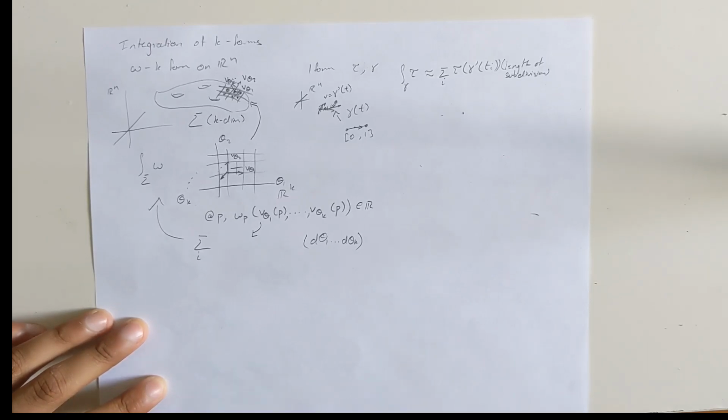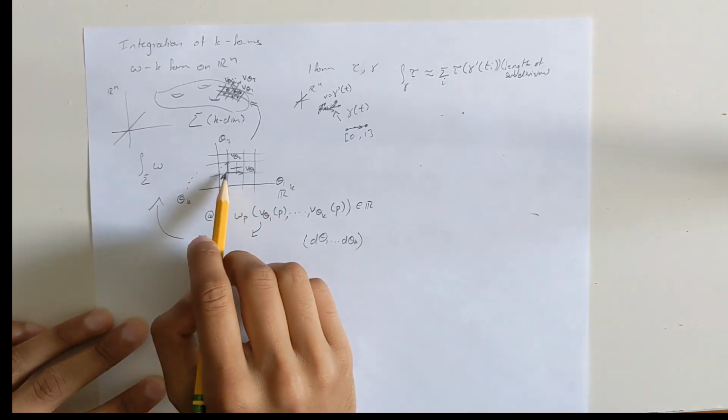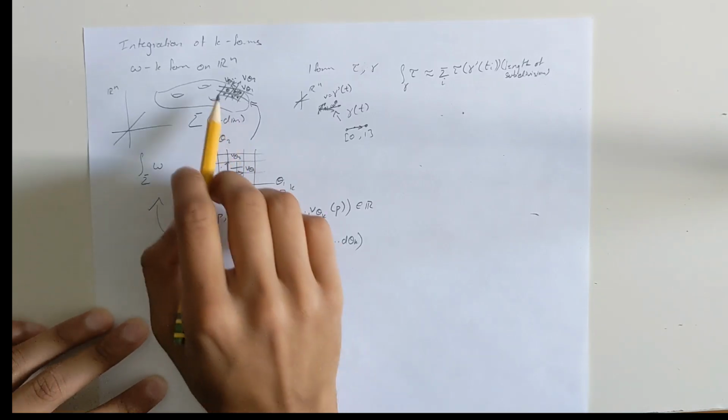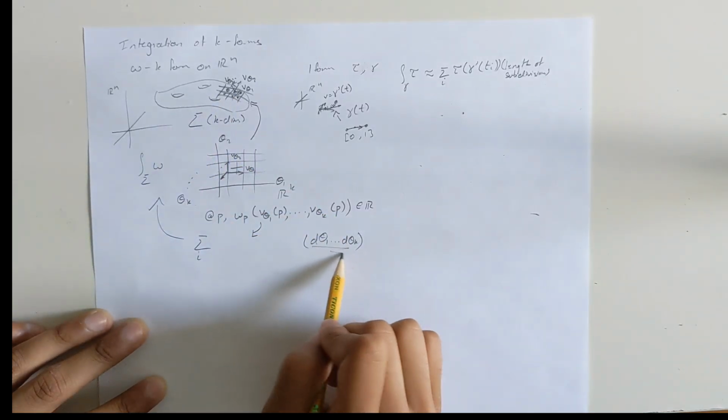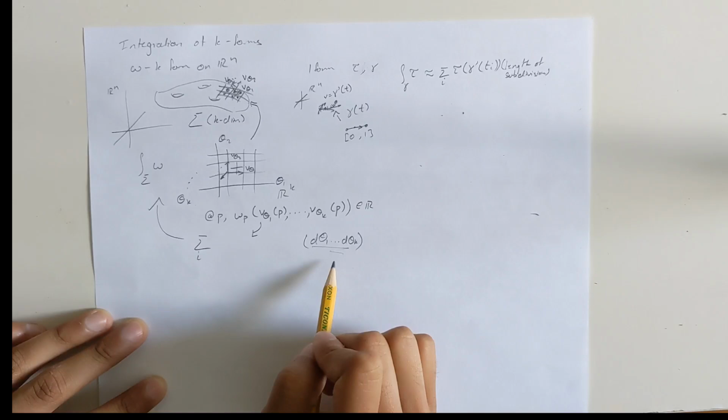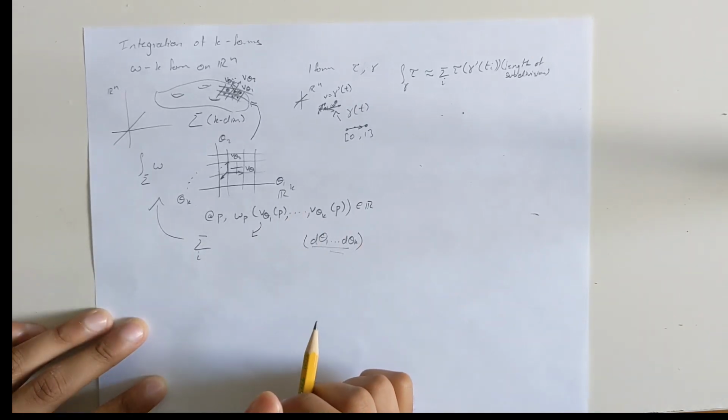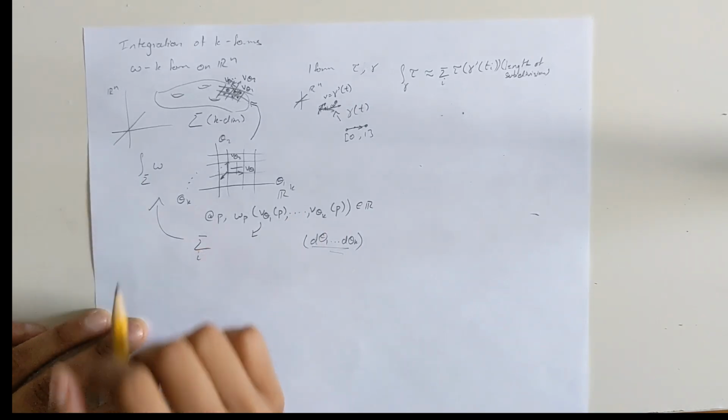So this is intuitively what's going on: you have these k vectors, and then you push them forward to the surface, and then you integrate them with respect to these little infinitesimal volume elements, and then you get the integral of omega.